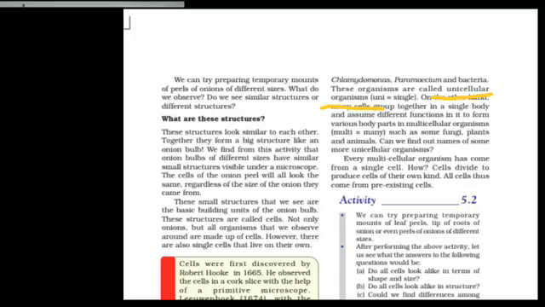The second one is multicellular organisms. What do we discuss about multicellular organisms? Organisms made up of many cells are called multicellular organisms. Most of the plants and animals that we see around are multicellular organisms. For example, tree, grass, insect, cow, bird, human, etc. Or we can simply say that those organisms which we see with our naked eye are multicellular organisms.